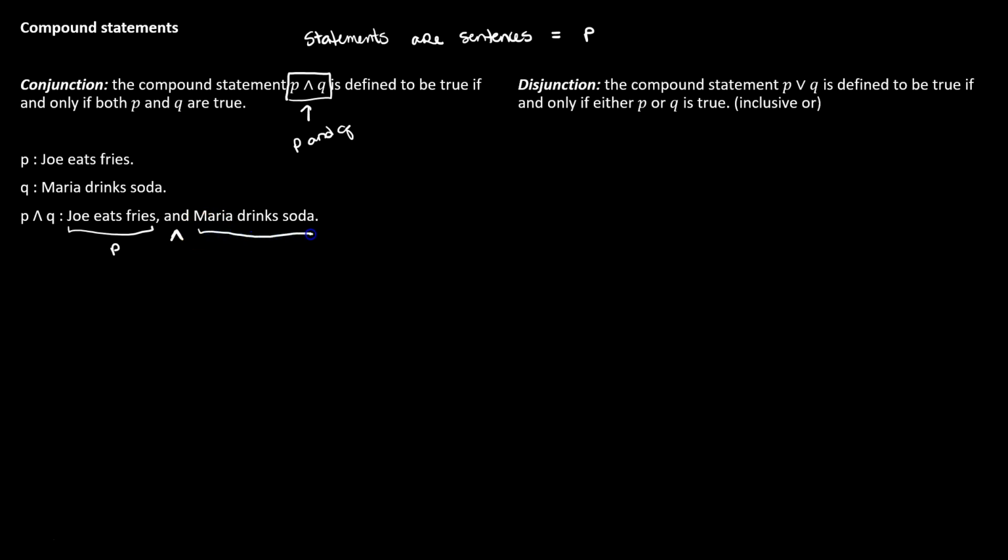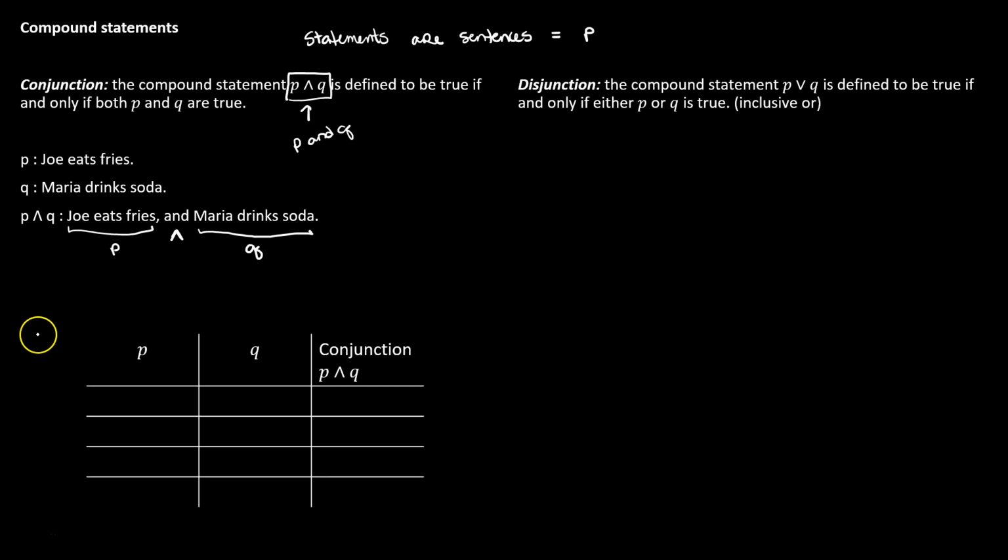Maria drinks soda, that's the Q. So this is a symbolic way of representing the statement Joe eats fries and Maria drinks soda. So we're going to use those two statements and the conjunction to fill out a truth table just for good practice. When we make a truth table, you need to have one column for each statement.